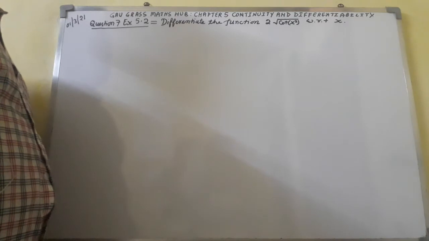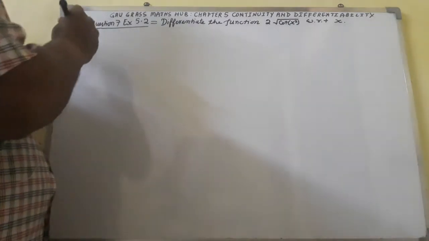Today I shall discuss one question related to exercise 5.2, chapter 5, continuity and differentiability. The question is, differentiate the function 2 times the square root of cot x square with respect to x. This is the question.